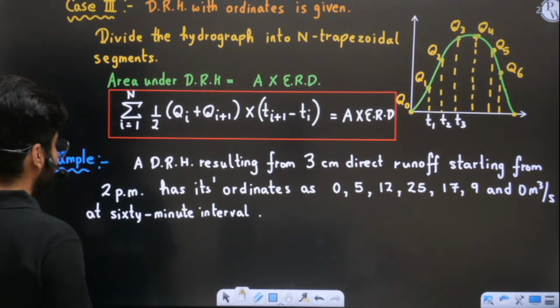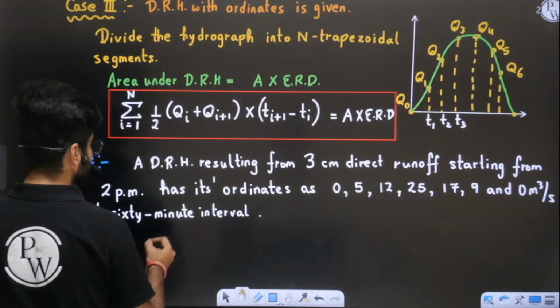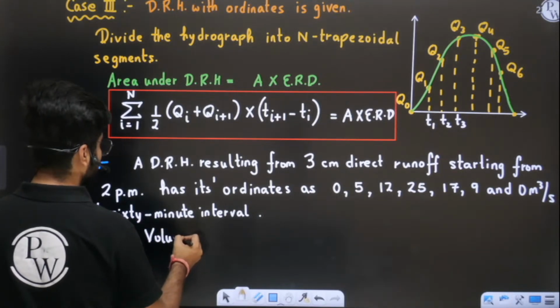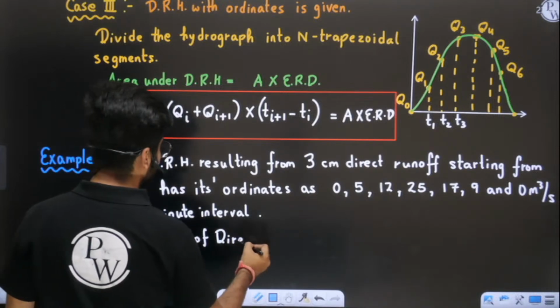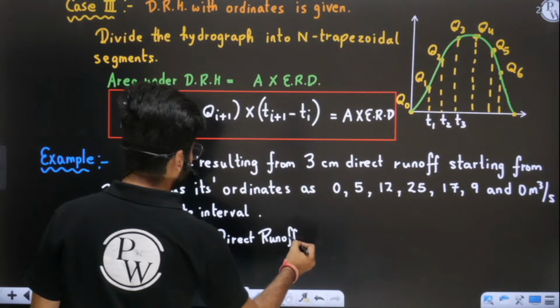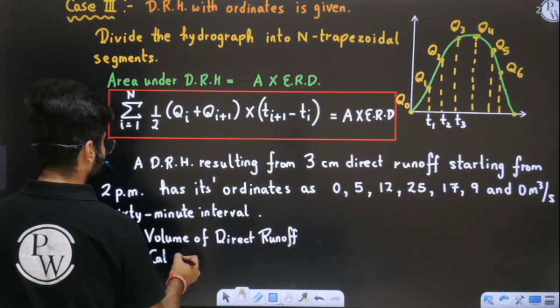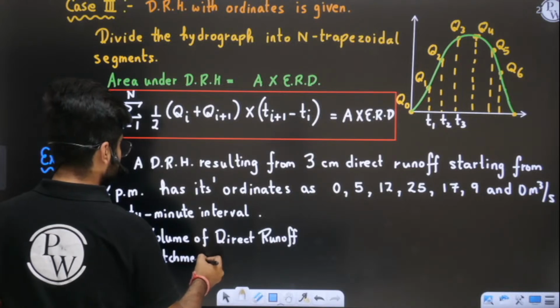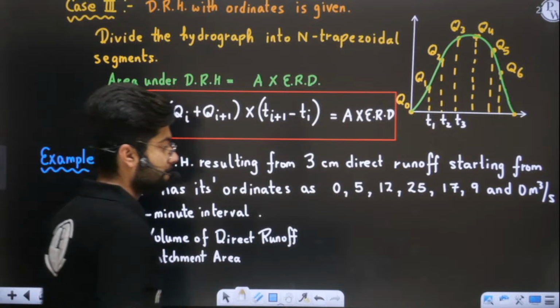Now they are saying in this question we have 2 parts. First, find the volume of direct runoff, and secondly, find the catchment area.